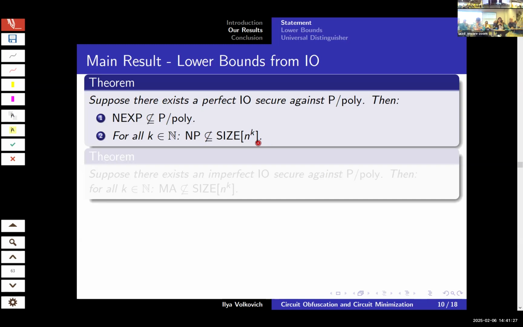It's like the name of the game, right? P/poly means that for every polynomial function, you cannot compute it. Here you pick it for every k, you find a different language. That's the difference between those two types of lower bounds.